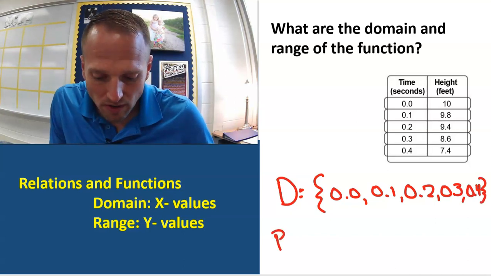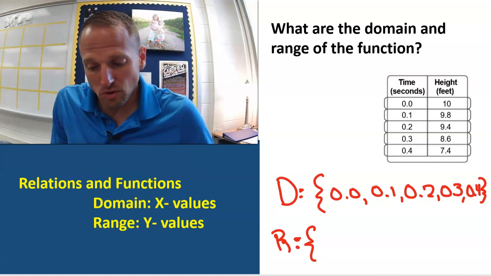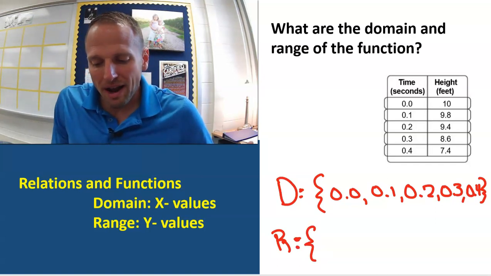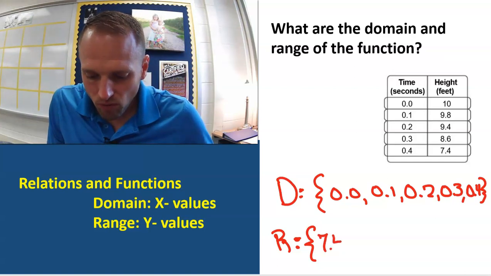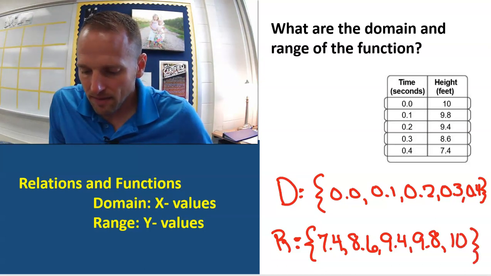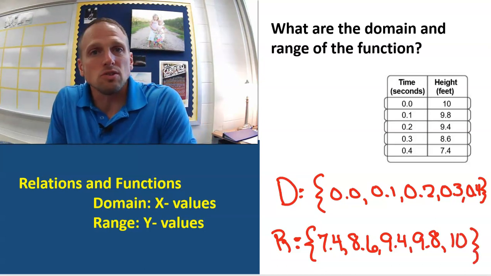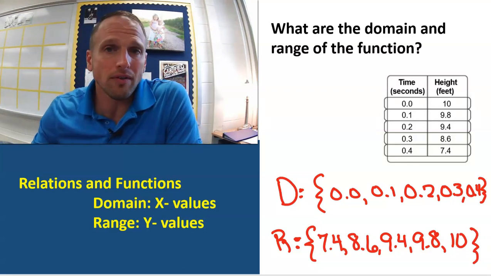Well, what are your range values? What are all of the values for your range? Well, those are your y values. So I think I might start with the smallest and put it in order. 7.4, 8.6, 9.4, 9.8, and 10. That's your range. So domain and range. Domain is simply your x values, range is your y values, okay?